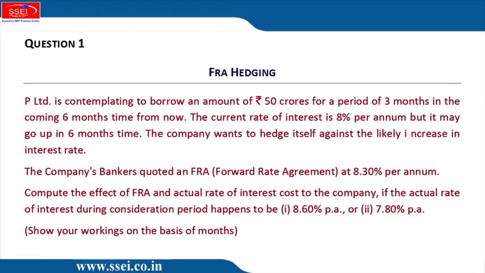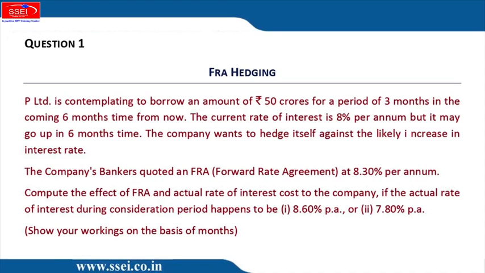Company's bankers quoted an FRA. Now this is the 6 into 9 FRA at 8.3%. So logically, when we enter into the FRA, it's a contract to borrow after 6 months for 3 months at 8.3%. So by definition, no matter whatever the rate be after 6 months, our effective cost of borrowing should be 8.3%. You know the answer beforehand. They are asking to compute the effect of the FRA, which means separately give us the profit or loss on FRA and the actual rate of interest cost to the company, if the actual rate of interest happens to be 8.6% in case 1 and 7.8% in case 2.